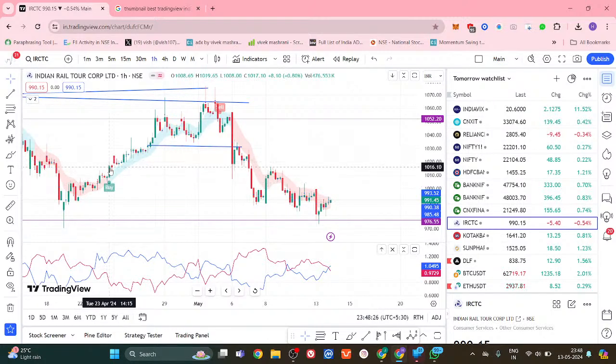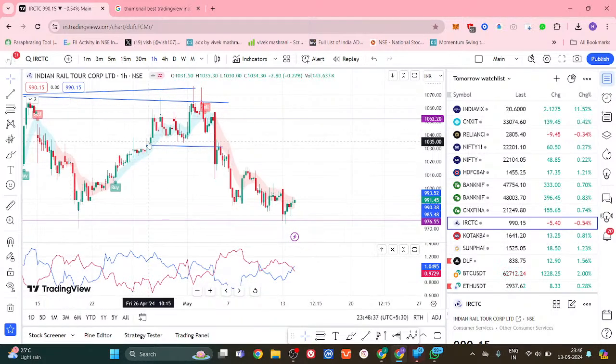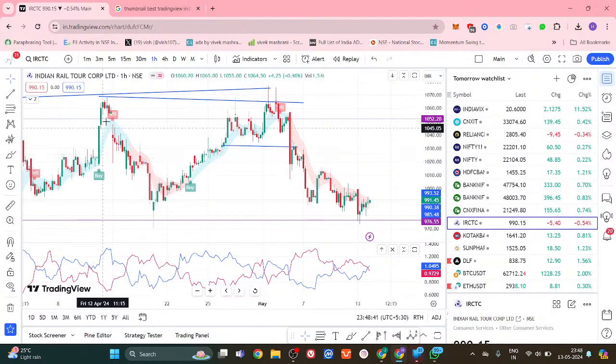Here I see a buy on the hourly time frame. It's given a good profitable trade here. Sell here, good profitable trade. So maybe hourly is good. You can look at hourly and 15 minutes for swing trades.